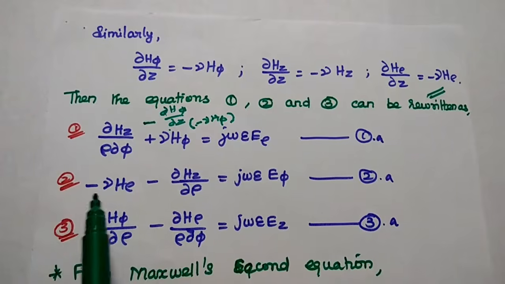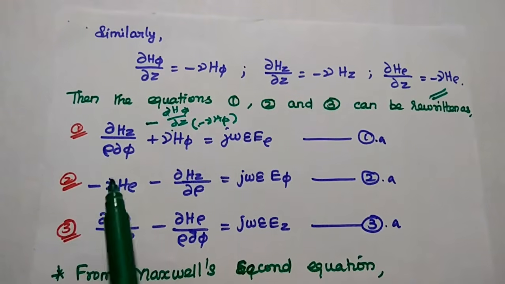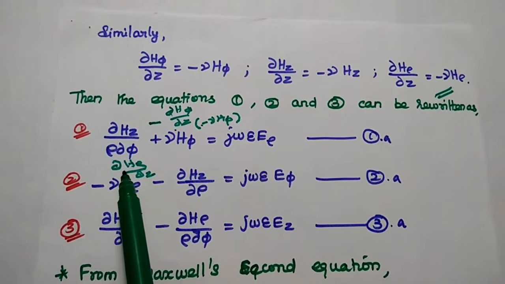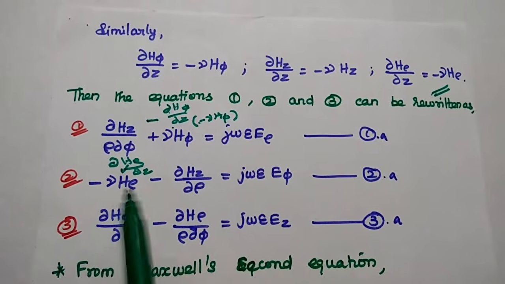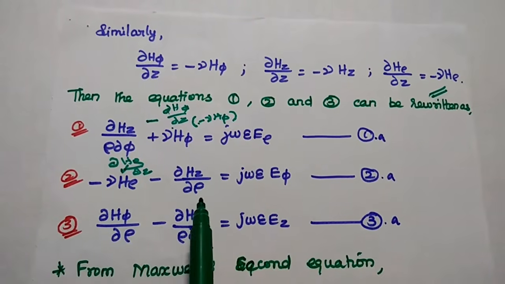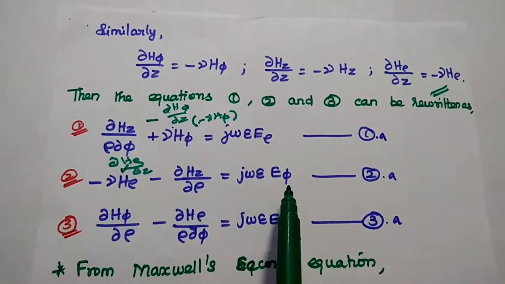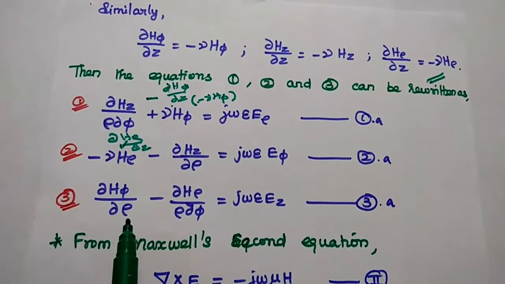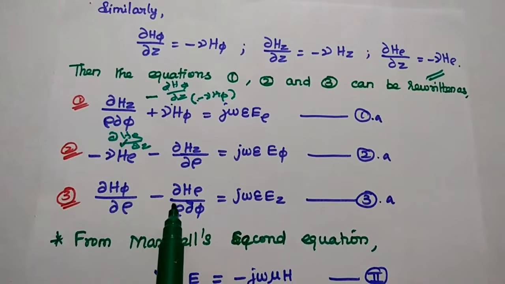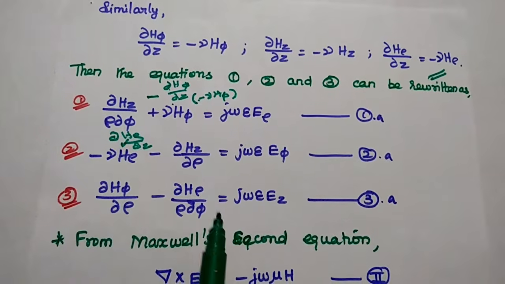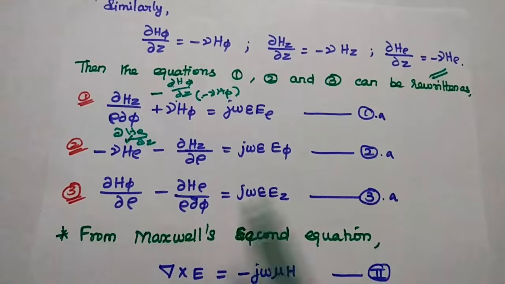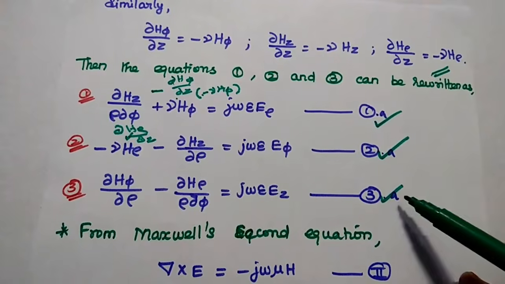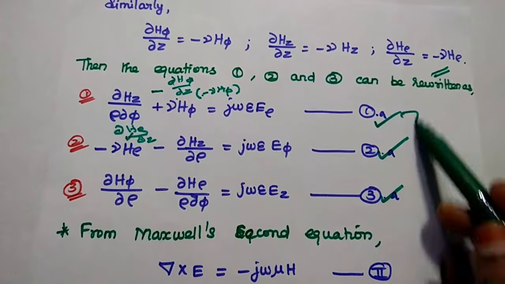Similarly, we can take the second equation. In the second equation, what is the first component? Actually, it is dou H rho by dou z. So this value is replaced with minus gamma H rho, minus dou Hz by dou rho, equal to j omega epsilon E phi. So here we can consider this as 2.a. Similarly, we can take the third equation, but this equation does not have any dou by dou z value. So we can keep this as such. Okay. So these three equations are the simplified version of the first three equations. Hereafter we are going to use these three equations.